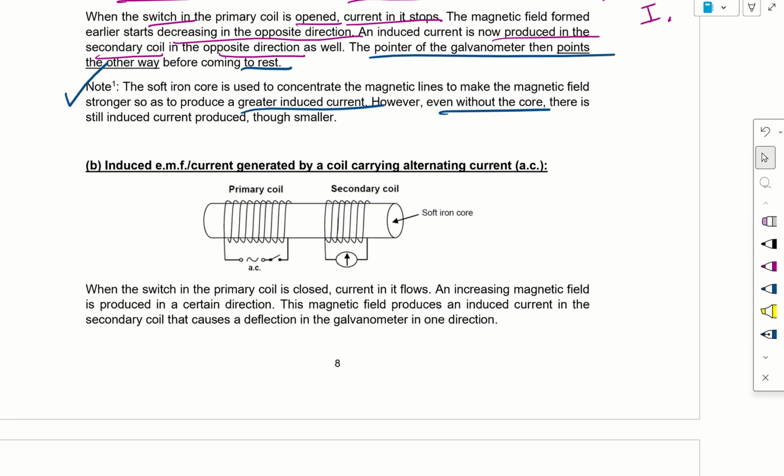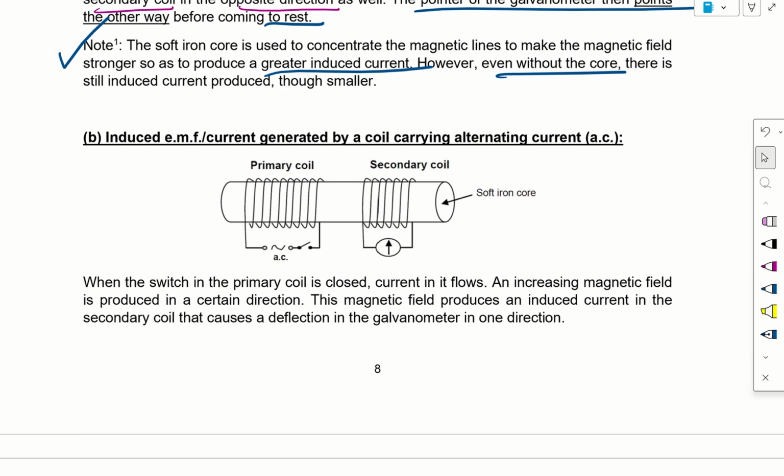So how about we have AC? Now with AC, you know that the direction of the current changes. So maybe I close the switch. Because it's AC, let's say for this cycle, the left hand side is positive, the right hand side is negative, so current always flows from higher potential to lower potential. So let's say the current flows this way, and then I use my right hand grip rule for solenoid, and the current that's flowing in the primary coil will produce a north and south as shown like that.